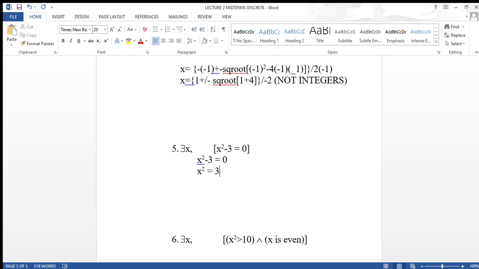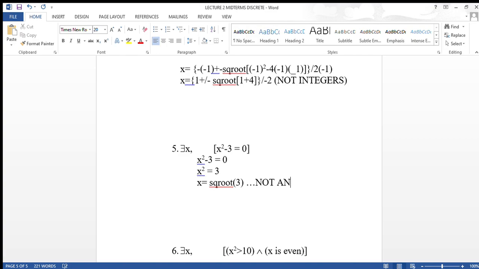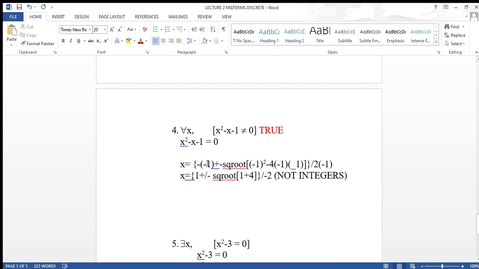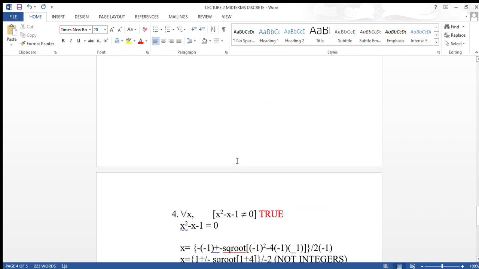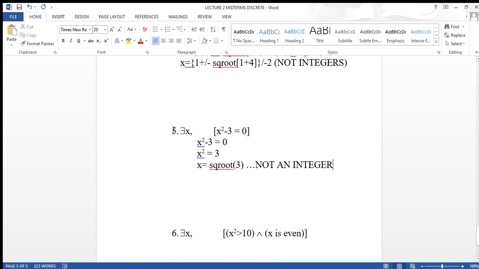If you extract the square root, you will get x is equal to the square root of 3, and the square root of 3 will not be an integer. Again, it will not be an integer. X is not an integer. But remember, our universe of this course is that x must be an integer. So, what does this tell us?